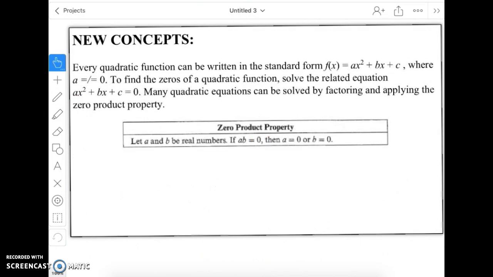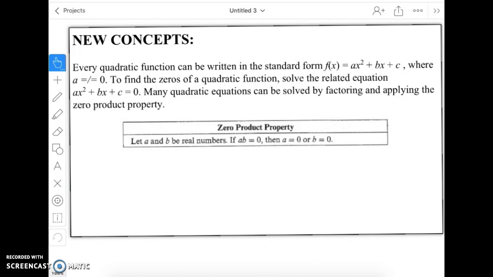All right, our new concept. Every quadratic function can be written in the standard form f of x is equal to ax squared plus bx plus c, where a cannot be 0. If a were 0, then it wouldn't be a quadratic function anymore because our highest power would be x, and that would make it linear.